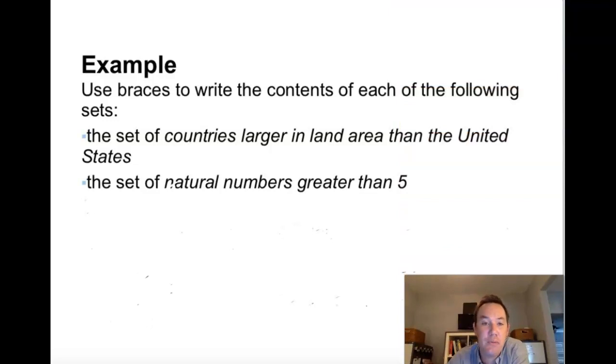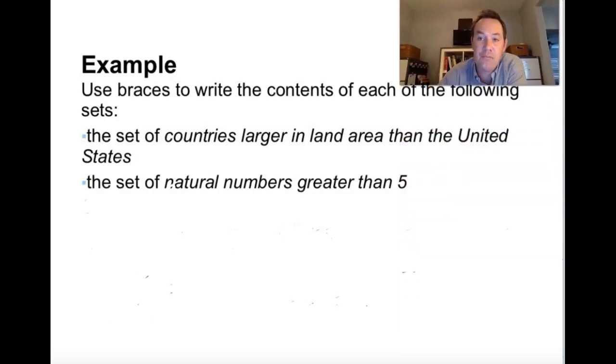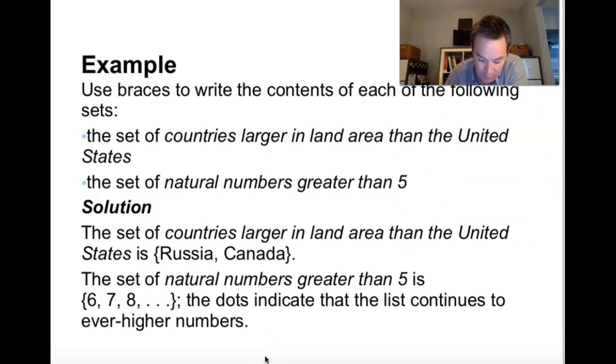All right, so we'll use braces to write the contents of each of the following sets. The set of countries larger in land area than the United States, and the set of natural numbers greater than 5. For the first one, there are 2 countries larger in land area than the United States, and that would be Russia, Canada. So there are 2 individuals in that set. And then the set of natural numbers greater than 5 would be 6, 7, 8, and so on. The dots indicate that the list continues indefinitely.